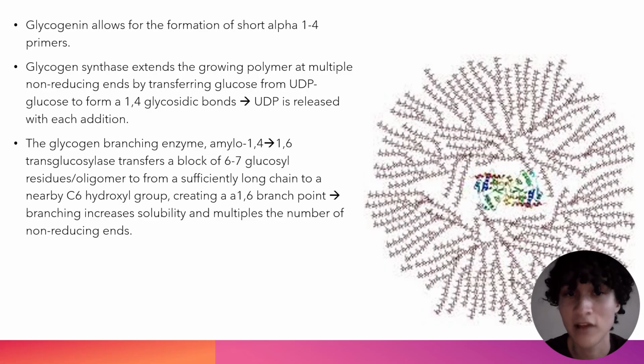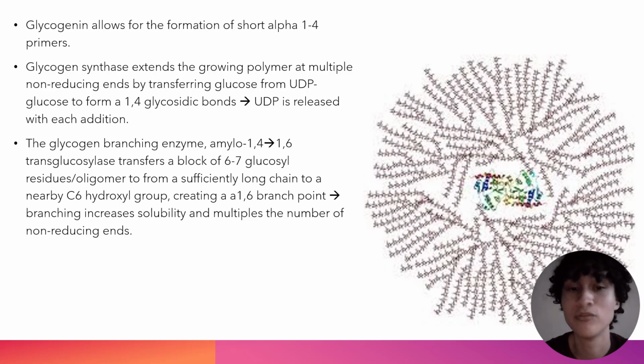Now, the enzyme glycogen synthase comes in once we've got these primers, these short alpha 1 to 4 glycosidic bond primers that are about 8 residues in length. Glycogen synthase is able to extend these. It can transfer UDP glucose directly onto this growing branch. Okay, it's like a form of elongation.